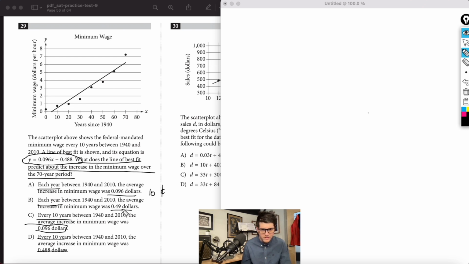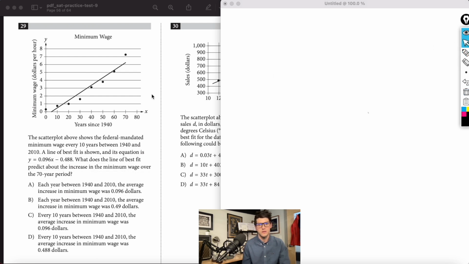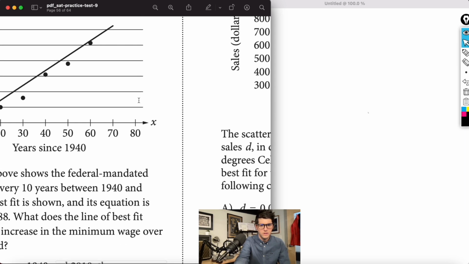$0.096 is roughly 10 cents. This is saying 50 cents. This is saying, again, roughly 10 cents. And this one's saying roughly 50 cents. That should be enough of an estimation to go off of. So that's what we're looking at. I'm going to clear all this junk so we can do the work here. And I'm going to zoom in so I can really see what's going on in this graph.